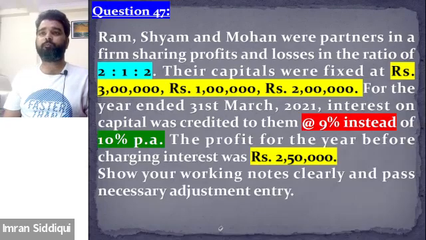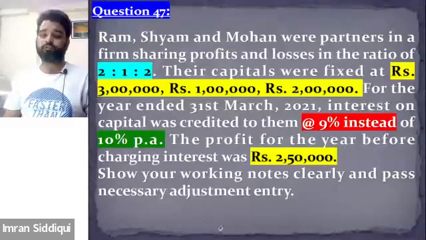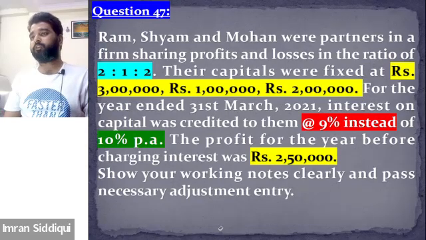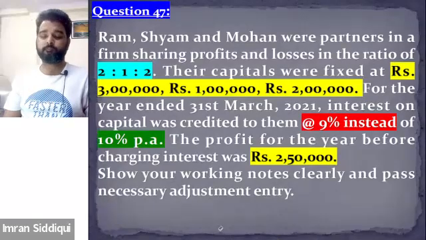So I hope the question is almost clear to all of you. Everything is almost the same in this question. The only thing is that this time we have credited 9% instead of 10%. So the difference of 1% must have been earlier divided among the partners by way of profit. All right, guys, I'm giving you 5 minutes. Solve this question. Pass the necessary general entry, 5-7 minutes. Then I'll show you the solution.